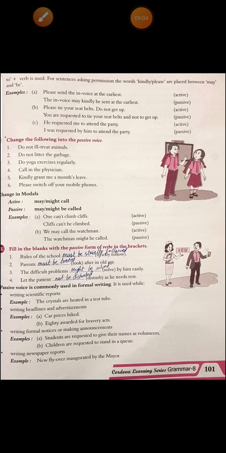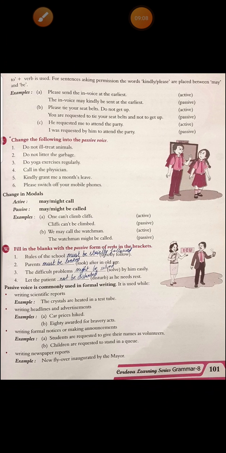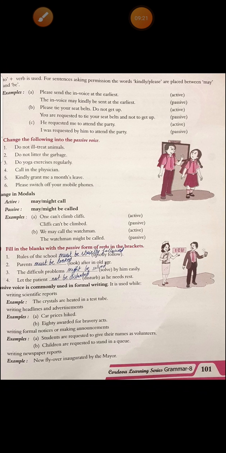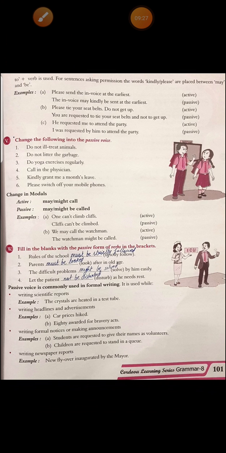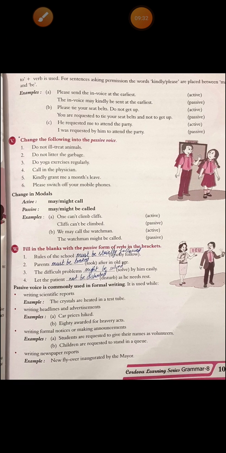Don't get worried. Okay. See the first one. Please send the invoice at the earliest. The invoice may kindly be sent at the earliest. Okay. So may and be, plus kindly and please are also used in between. See the B part. Please tie your seatbelt. Do not get up. You are requested to tie your seatbelt and not to get up. Then C. He requested me to attend the party. I was requested by him to attend the party.